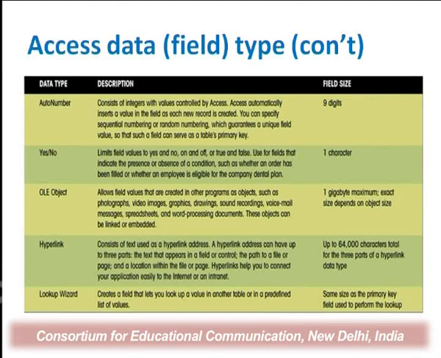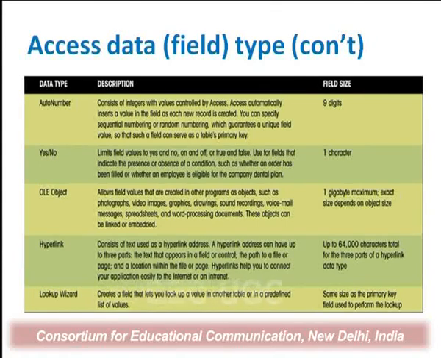Then there is another important type of data known as the OLE object. OLE stands for object linking and embedding. In case of this type of data, wherever you want to insert some external object into the database, say you want to store a photograph, or a hyperlink, or a spreadsheet needs to be made a part of the database, in that case you will define the type of that specific attribute as OLE object.